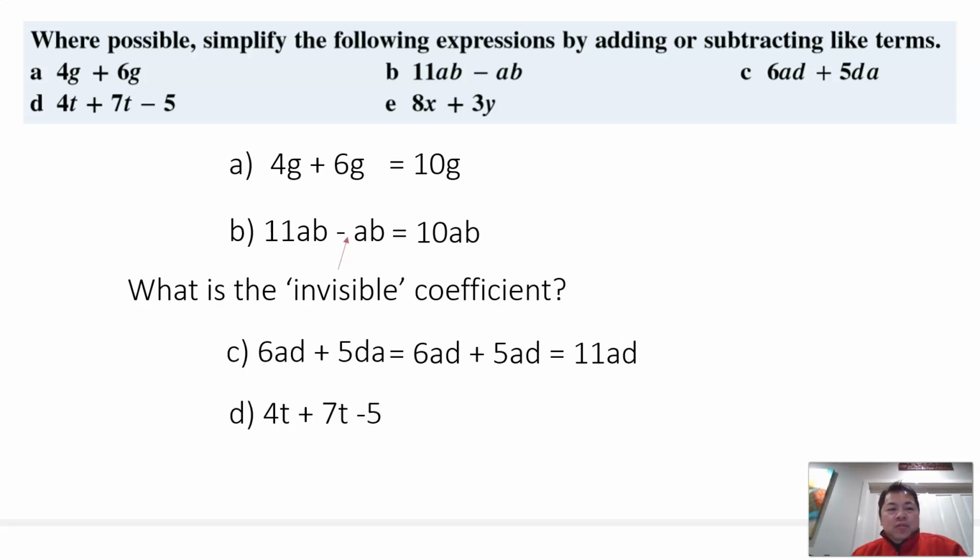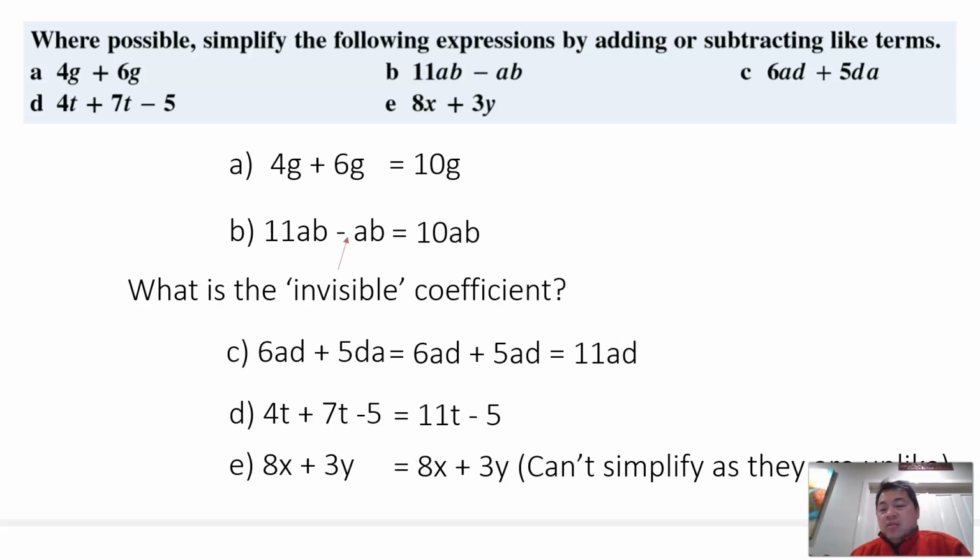Okay, moving on to D. You have 4t plus 7t minus 5. Let's put all the like terms together, which is 4t plus 7t. You get 11t minus 5 as the answer. Moving on to E. I have 8x plus 3y. Are they like terms? You have apples here, oranges here. So are you able to add the apples and the oranges together? No, you can't. That's the final answer because you can't simplify it as they are unlike.